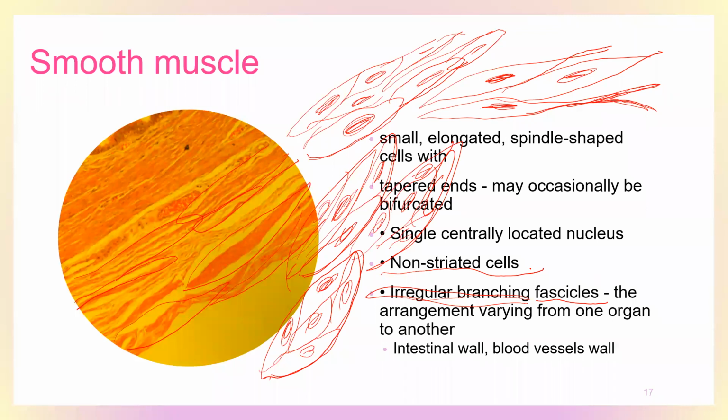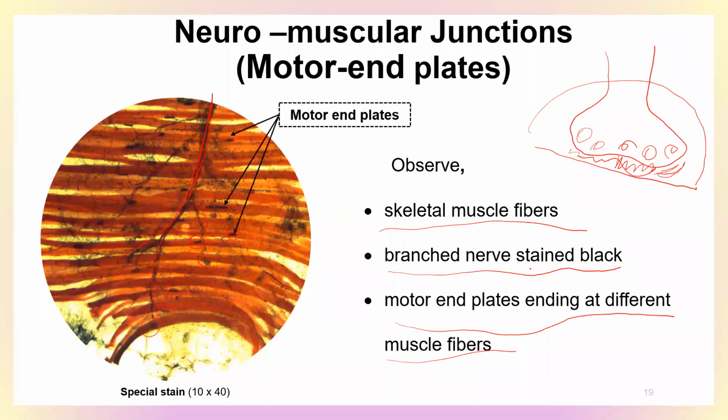And then somebody wanted the last slide. So this slide shows you skeletal muscle fibers. All these brown ones that look like seaweed are skeletal muscle fibers. And this black one here is a nerve fiber coming down and branching out. It branches out and reaches each and every one of these muscle fibers.